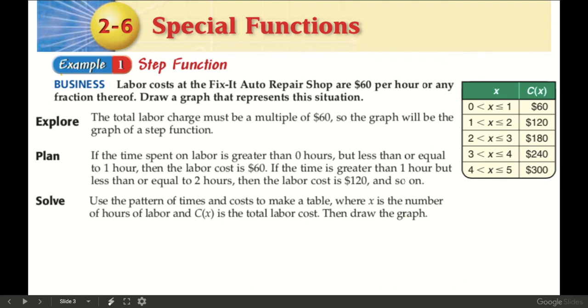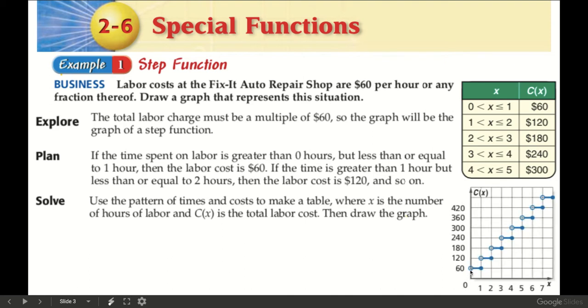So what does that look like on a graph? It's going to be a step function, right? Anything between 0 and 1, right? And if someone spent 0 hours, obviously it's going to be 0, right? So that's why you see that open circle there. And so this step function would follow this exact table of values for that graph.